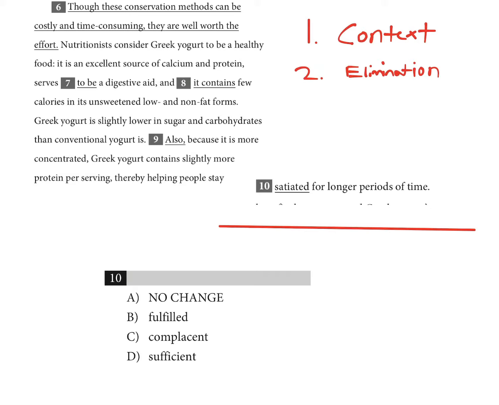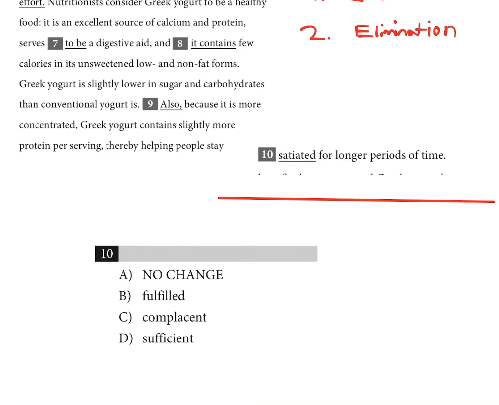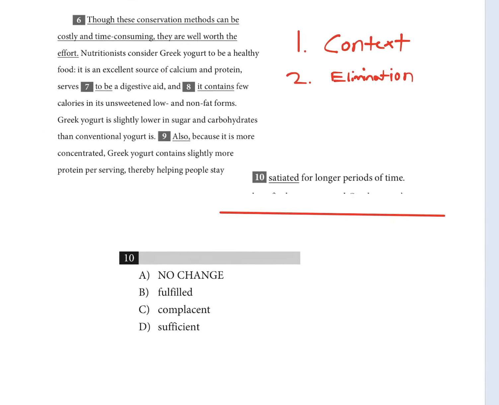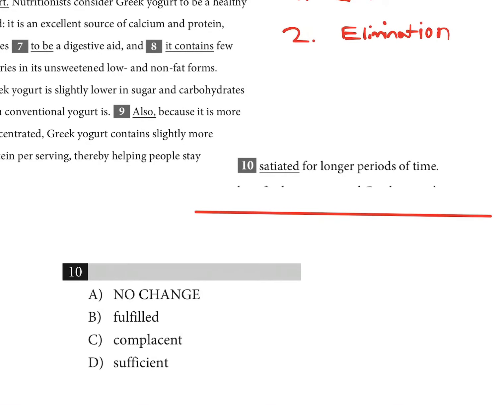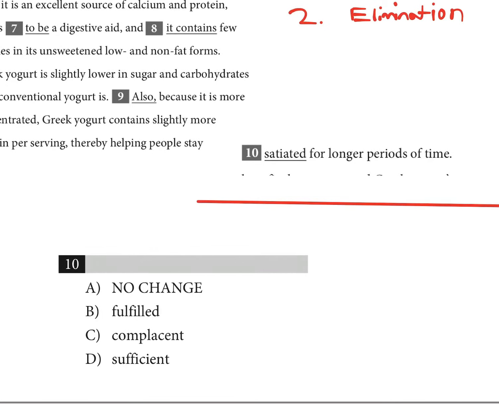In this question, we have the words satiated, fulfilled, complacent, and sufficient. Now you probably know what 3 out of 4 of these words mean, and satiated is probably the word that you're not very familiar with. But I'm going to show you how you can break down this question and get the right answer, even if you don't fully know what this word means. So I'm going to skip it for now and simply look at the 3 answer choices below. I'm going to skip B for now and simply start with C, complacent.